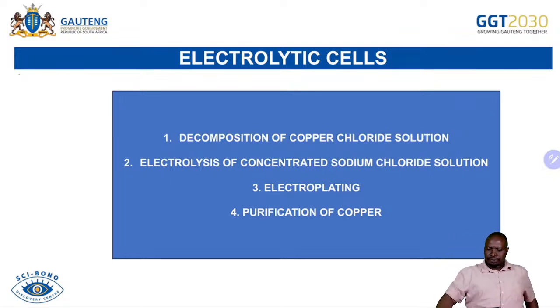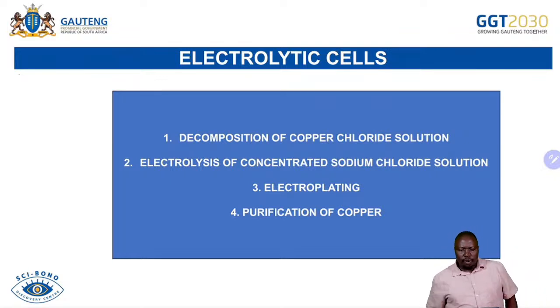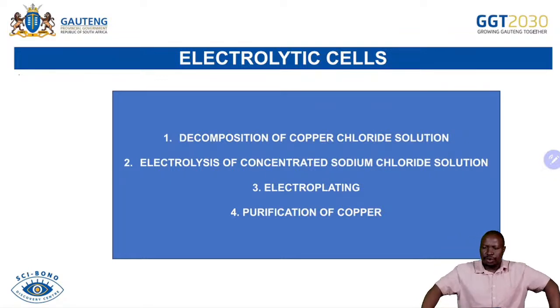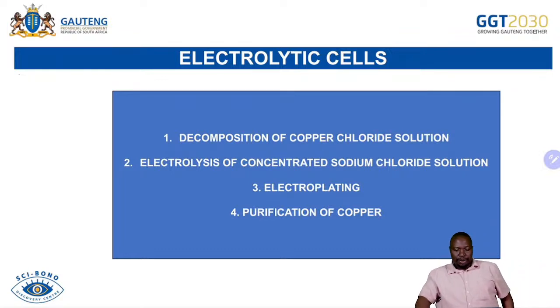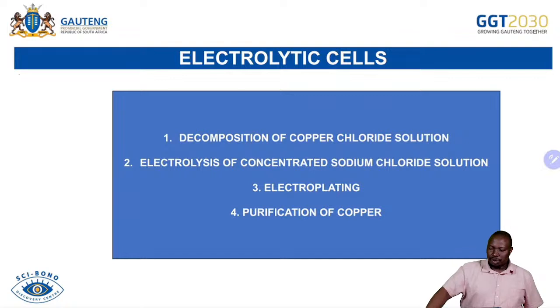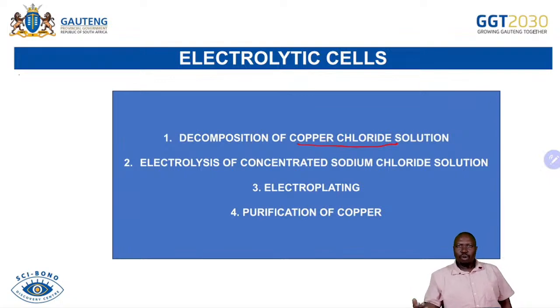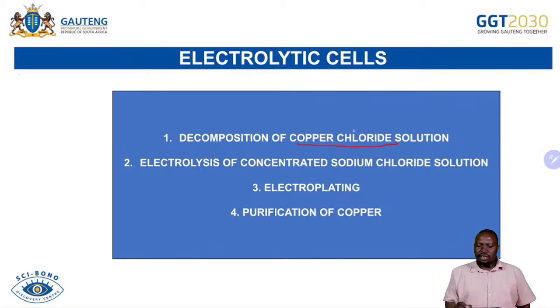Now, with this remaining time, we're going to focus on electrolytic cells. We do 4 electrolytic processes, electrolysis processes, which is decomposition of copper chloride. I want you to have an understanding, which is breaking down, to decompose. We are breaking down copper chloride. So in this one, we want to form copper and Cl2. Just have that in your mind.